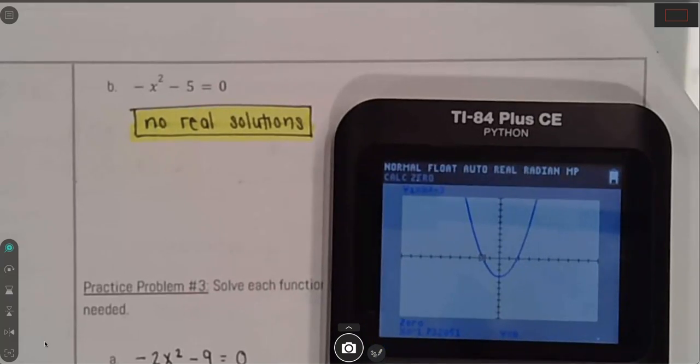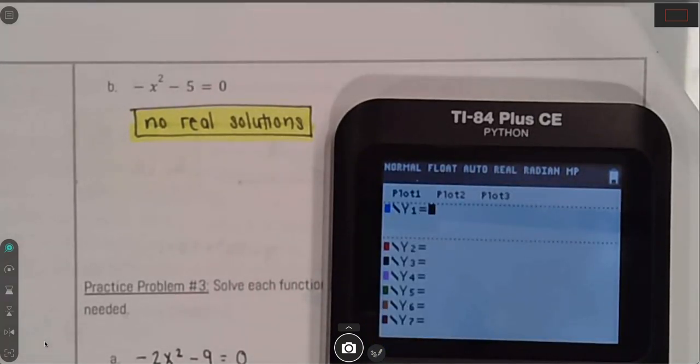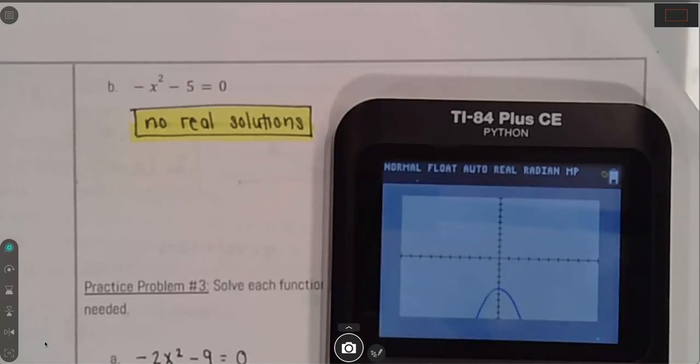All right, this one, y equals negative x squared minus 5. This one does not hit the x-axis, so there's no real solution.